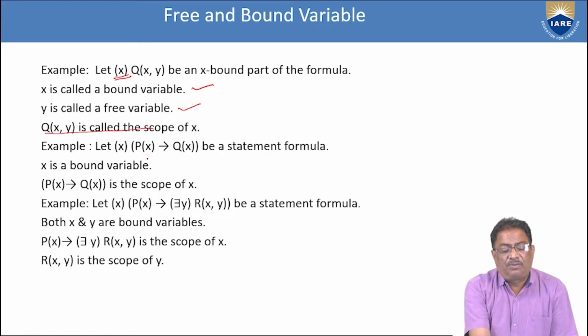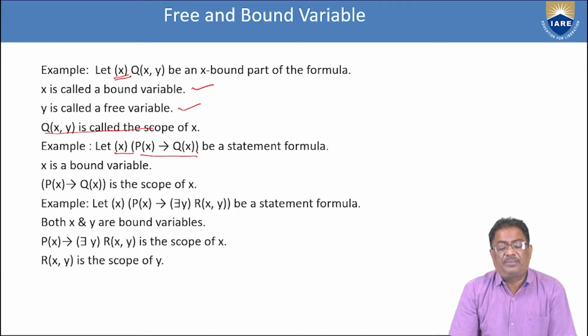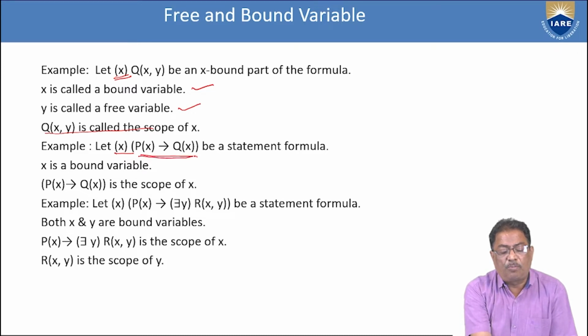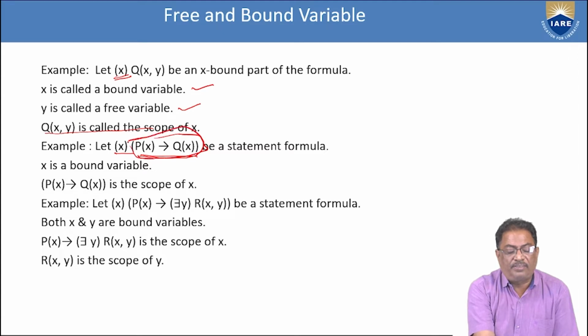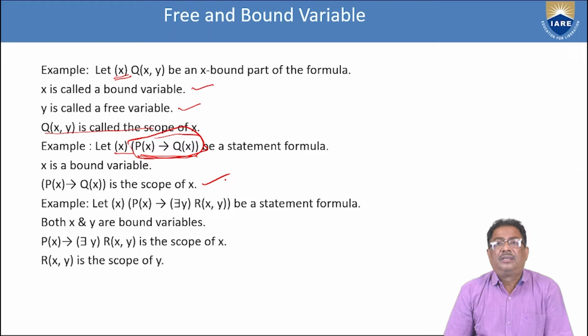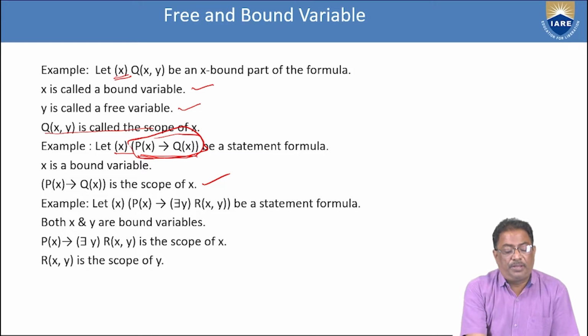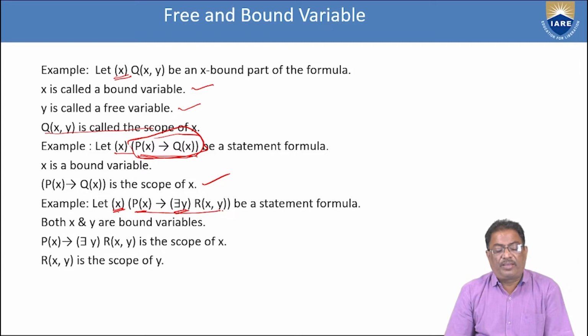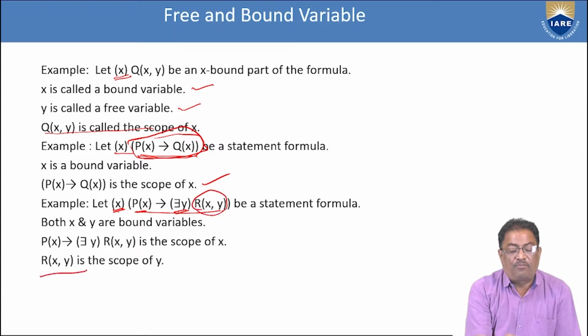Let us take another one: for every x, if p of x, then q of x be a statement formula. Here x is the bound variable, and what follows is the scope of x, the same as earlier. Here also, for every x and there exists y will be there. So x is a bound variable and y is also a bound variable. Then this is the scope of x, and this we consider the scope of y.